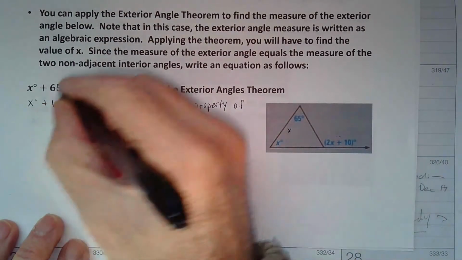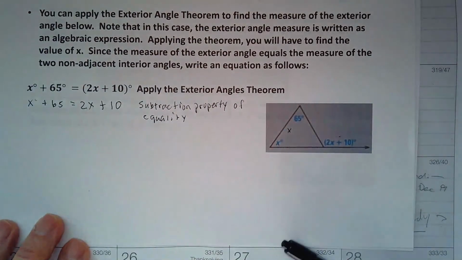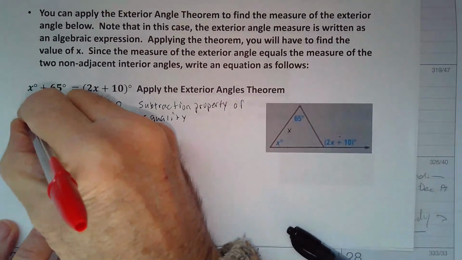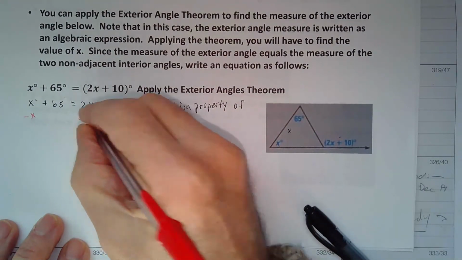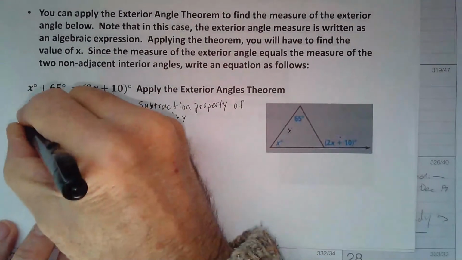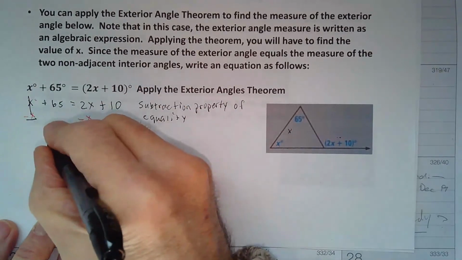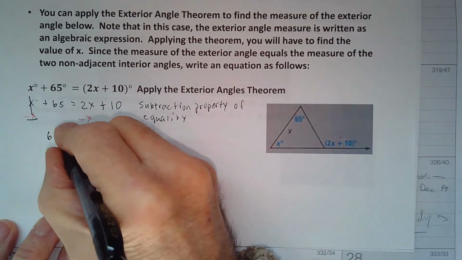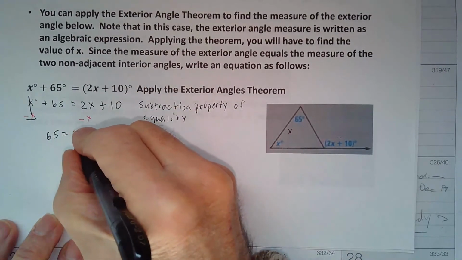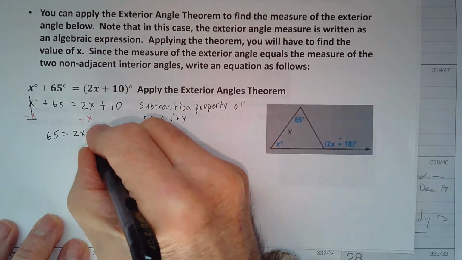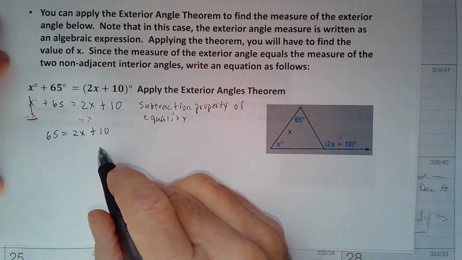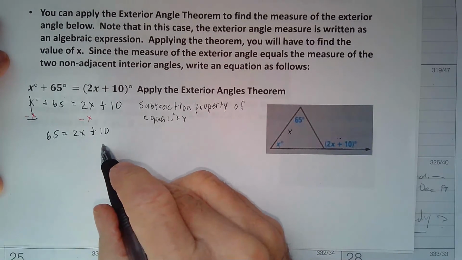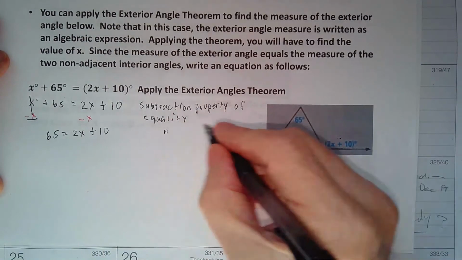So that means we're going to subtract x from both sides. And so when we do that, we get this canceling over here. We get 65 equals 2x plus 10. All right. Now, we want to get the x by itself, so we have to subtract 10 from both sides. So we're going to do the same thing again.